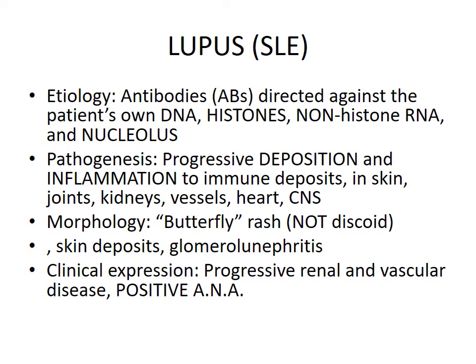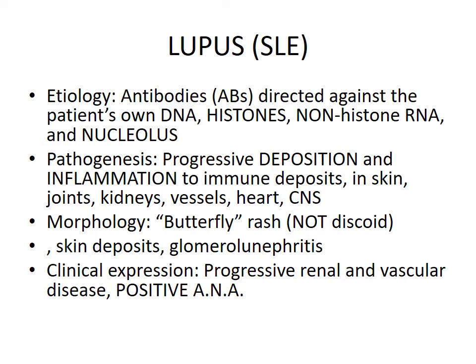So, etiology of lupus: the antibodies are directed against the patient's own DNA and histones, also non-histone RNA and nucleolus. If the antibodies are directed against the body's own RNA and DNA, then these antigen antibody complexes are going to damage almost all the body organs, and they get deposited in skin, joints and kidneys and vessels as well.